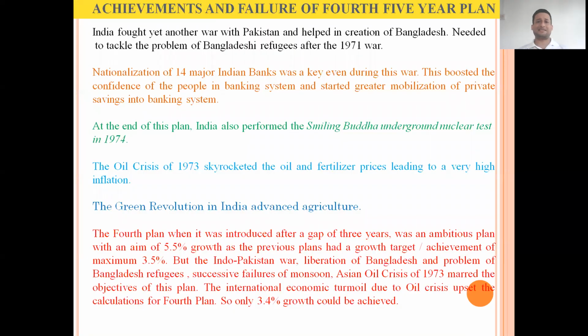Next, what were the achievements and failures of the fourth five-year plan? During the fourth five-year plan, India experienced the Indo-Pak War. The Bangladeshi refugees were one of the challenges for the Indian economy. During this period, 14 major Indian banks were nationalized, and that is why it was possible to develop a linkage between the public and the banking sector. It was realized that it can enhance the saving capacity of the population and help financial inclusion in the economy.